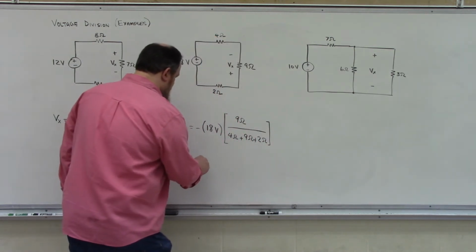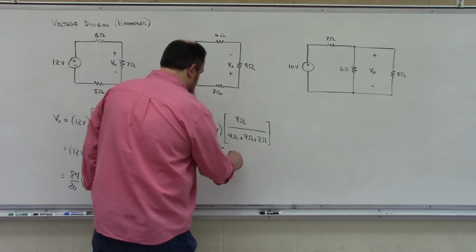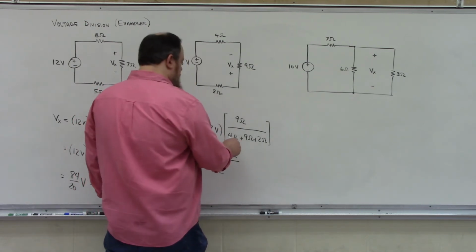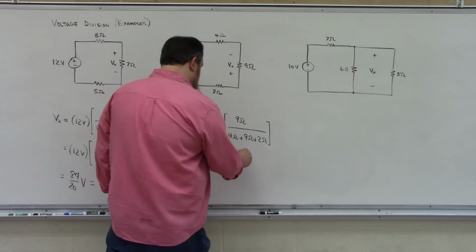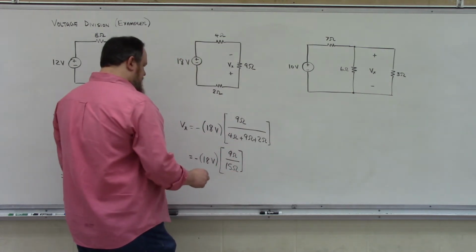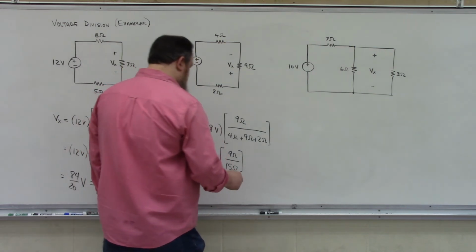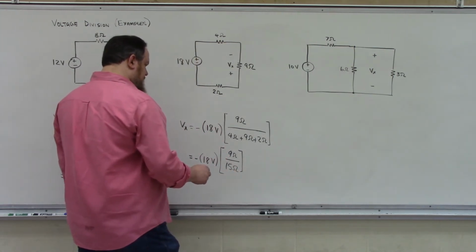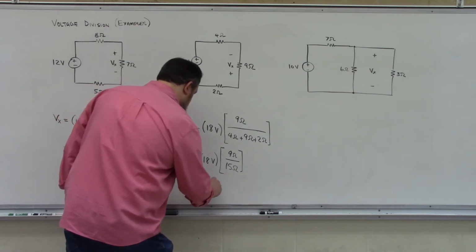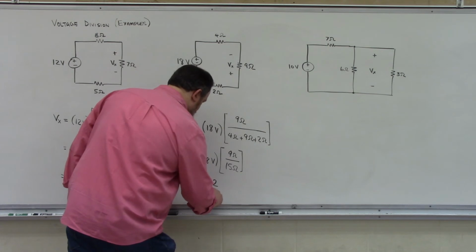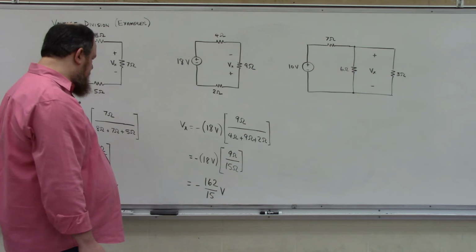which looks like negative 18 volts times 9 over 4 plus 9 is 13 plus 2 is 15. And let's see, 18 times 9 is 81 times 2 is 162. I can't simplify that anymore in my head.